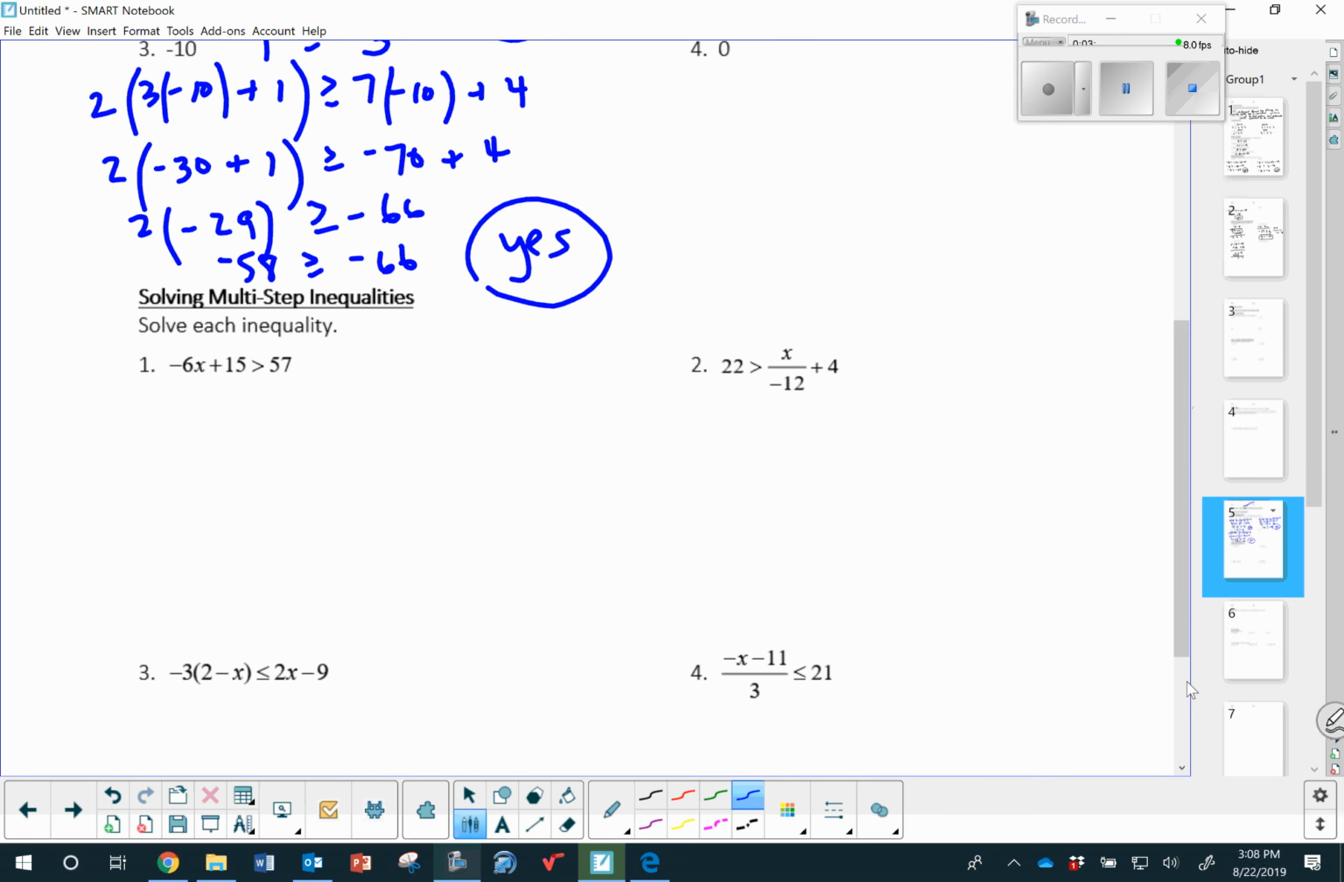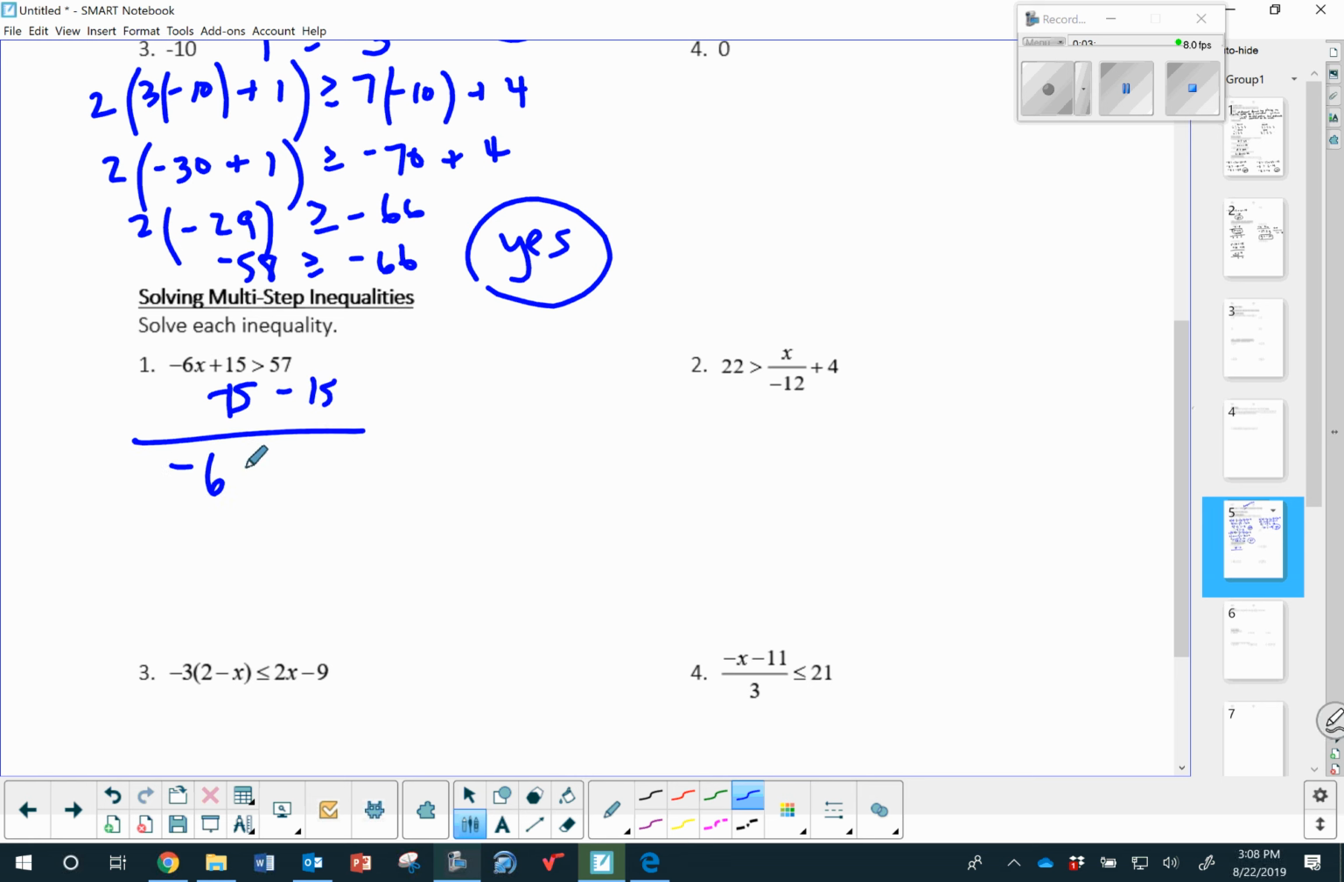All right, so I'm going to jump down here and start solving multi-step inequalities. We solve them the same way we did with equations. We just have to be careful that we flip our inequality sign if necessary. So the first step is going to be to isolate our variable. We're going to subtract 15 from both sides.